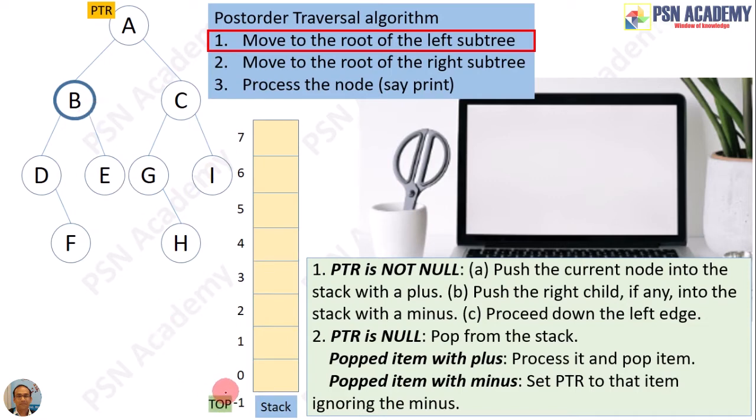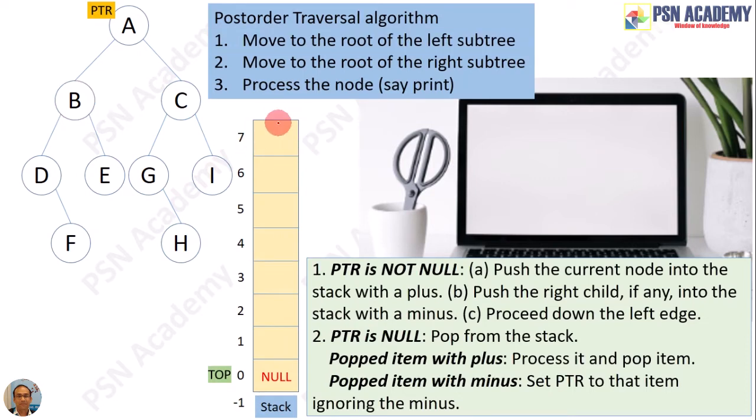Top is initialized to -1. Increase top and push null at the 0th index. This is an indication that if null comes out of the stack during the pop operation, we will know that the whole traversal algorithm is over. Now we have PTR at the root, that is A. So rule 1 works. PTR is not null.